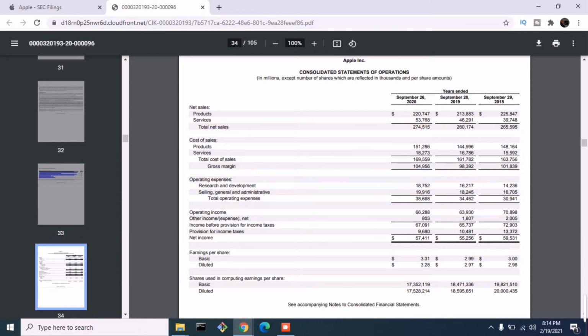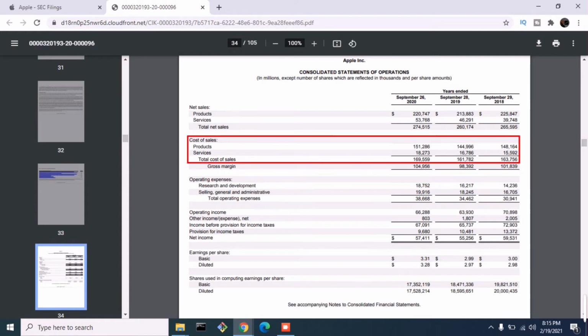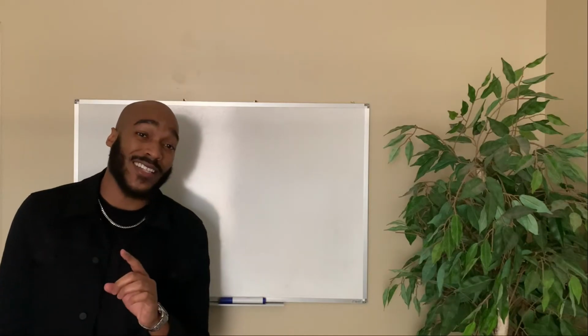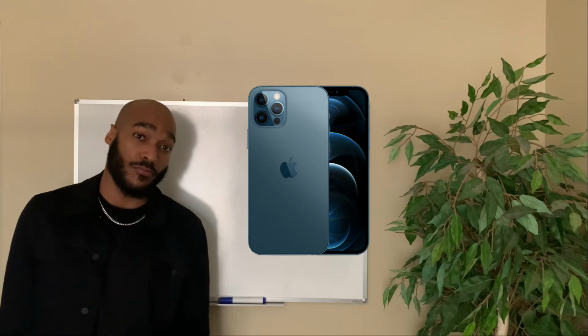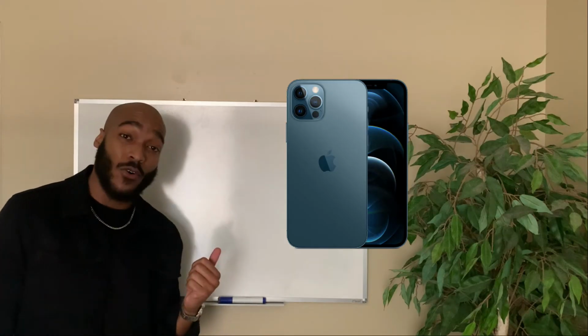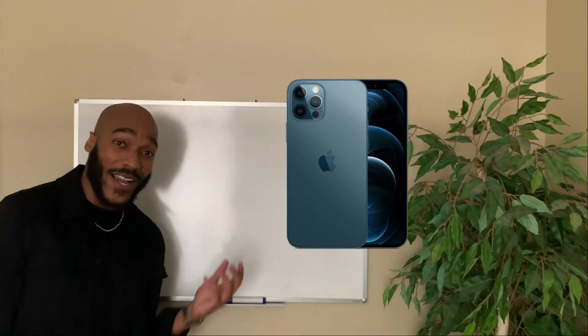And then next we see the first expenses for Apple listed out, which are the cost of sales. So let me go ahead and explain what cost of sales is referring to. Now, one of the products that Apple sells is the iPhone. And with each iPhone that Apple sells, it earns revenue. But Apple doesn't make these iPhones for free. They don't just show up all packaged together like this.